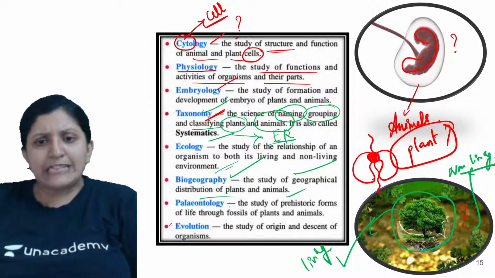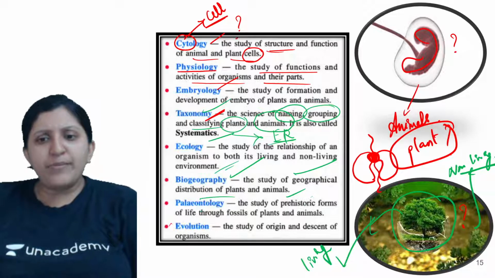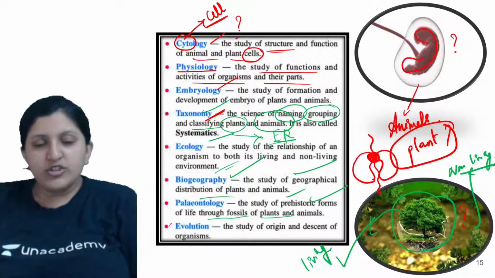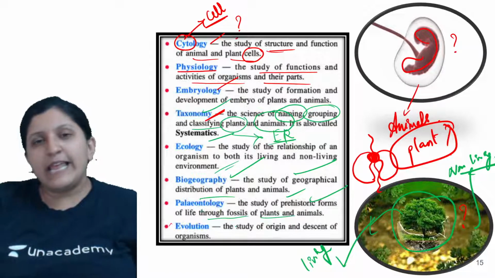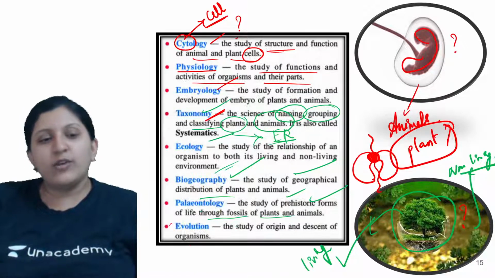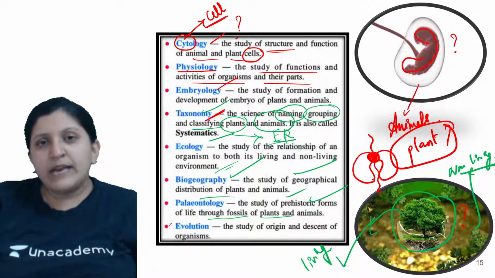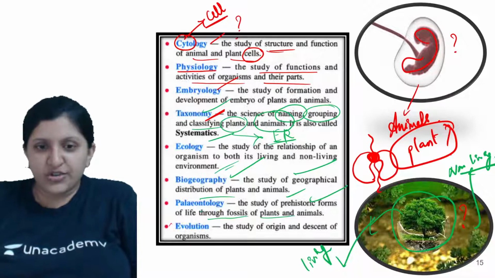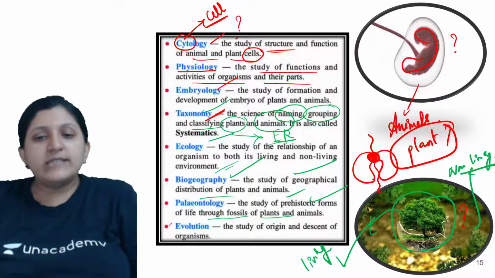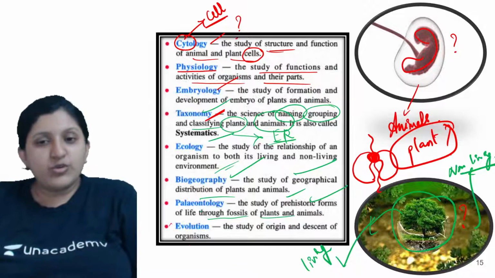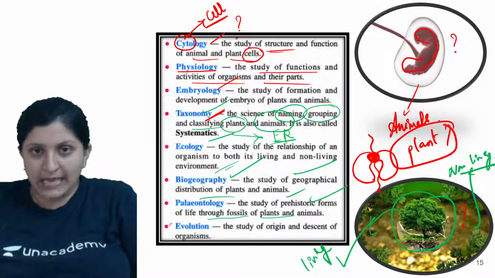Then there is paleontology, which is the study of prehistoric forms of life, done through the fossils of plants and animals. That means any fossil, any old bone, or a sample from an old creature that is available. In that case, the study of prehistoric forms of life is done through the fossils of plants and animals.